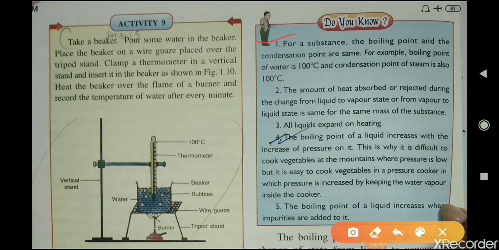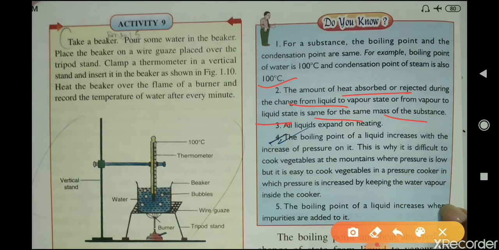Now, do you know? First, for a substance, the boiling point and the condensation point are the same. For example, the boiling point of water is 100 degrees Celsius and the condensation point of steam is also 100 degrees Celsius. Means at 100 degrees Celsius, water boils, and at the same temperature, the steam condenses to form water. Second, the amount of heat absorbed or rejected during the change from liquid to vapor state or from vapor state to liquid state is the same for the same mass of the substance.